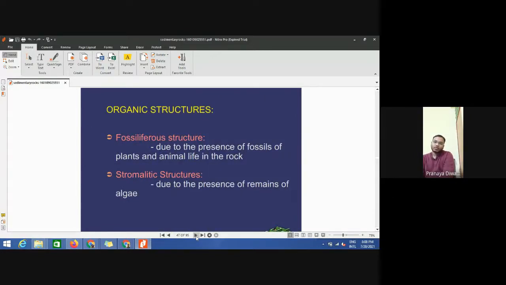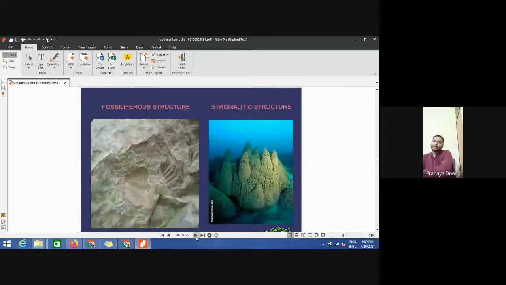Now we are moving to the organically formed structures. So you have a fossiliferous structure due to the presence of fossils of plant and animal life in the rock, due to the presence of remains of algae. Fossiliferous structures are where you can see the fossils present here.